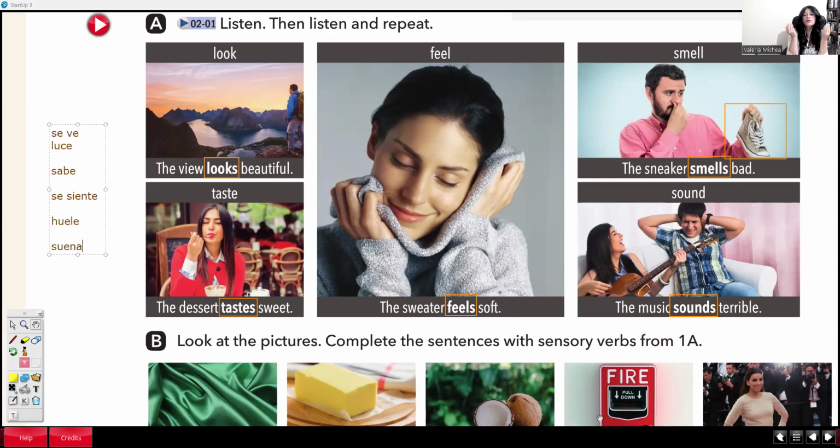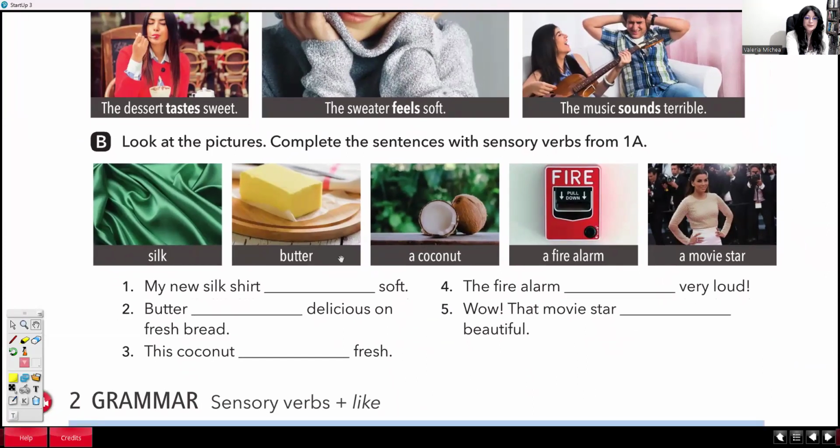All right. So how are you going to describe things using sensory verbs? Like that. Looks, tastes, feels, smells, sounds. Okay. So those are your verbs. Those are the things that you need to keep in mind in order to be able to describe, starting with your senses. That's the idea. Now we're going to practice a little bit with this vocabulary because, yeah, we need that.